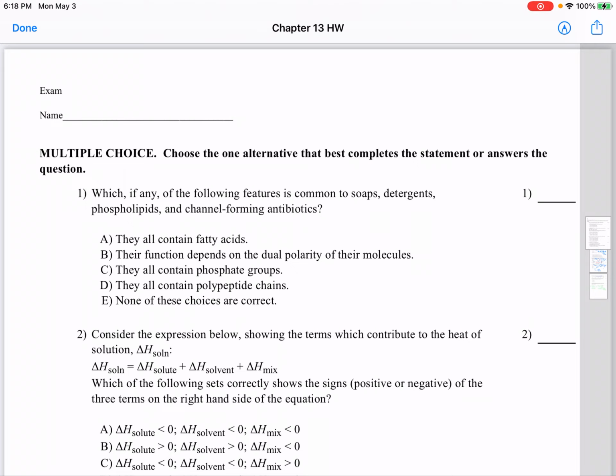There is a correct choice, but it's easy to figure it out. You can also watch the video. Also, it talks about how the cleaning happens when you use a detergent or soap. So we talk about that, so you should be able to figure that out.